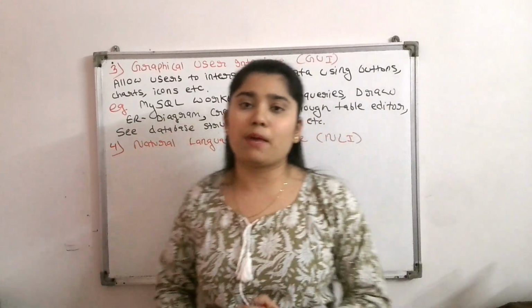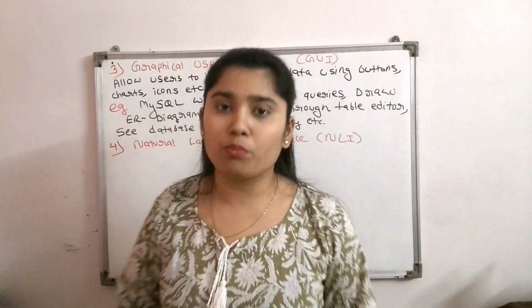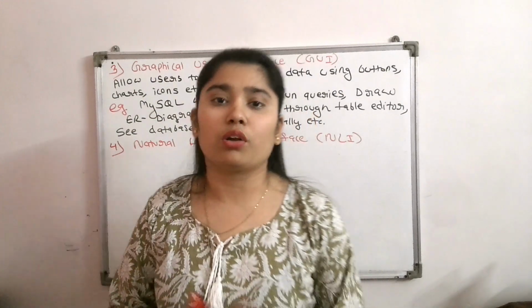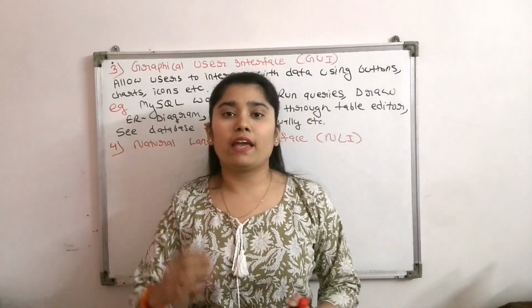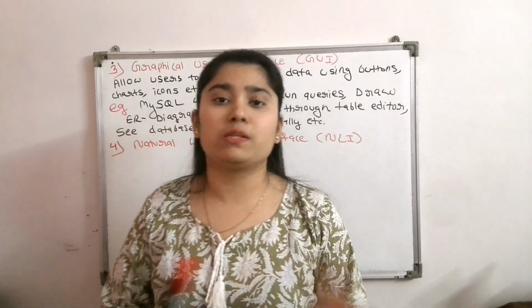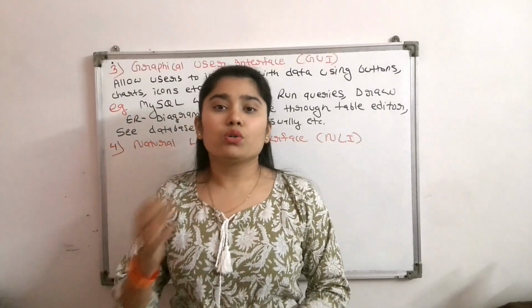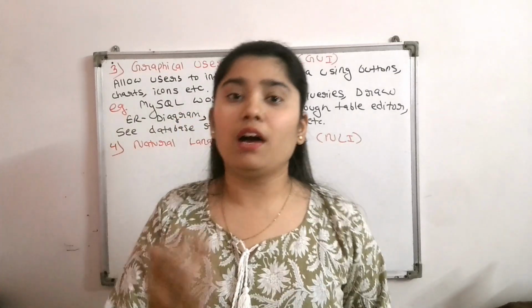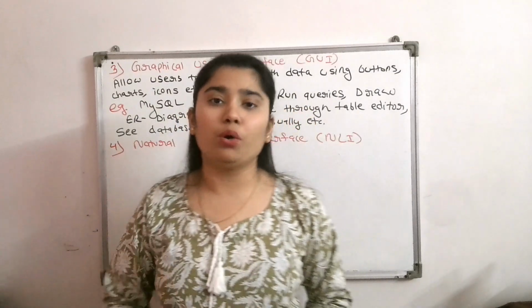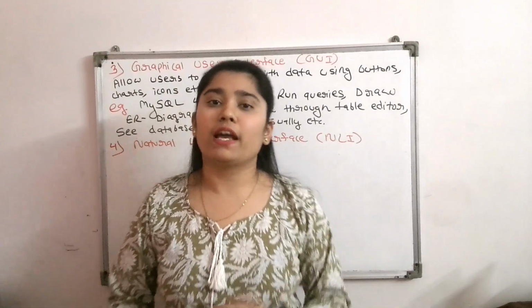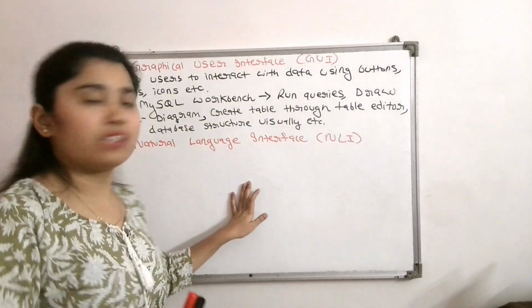Another example can be customer support bots, like the Zomato chats or the Amazon chats. If you have written something like "where is my order" or "cancel my booking", the bots will understand your language and then respond accordingly. This is also an example of the natural language interface.